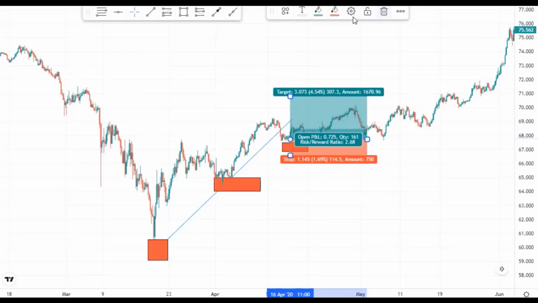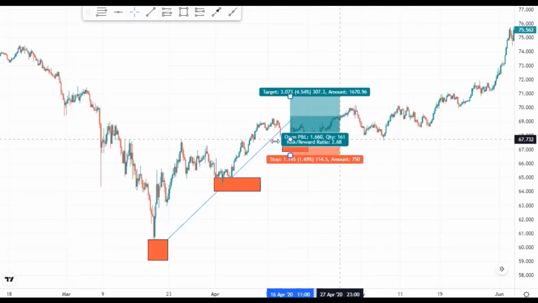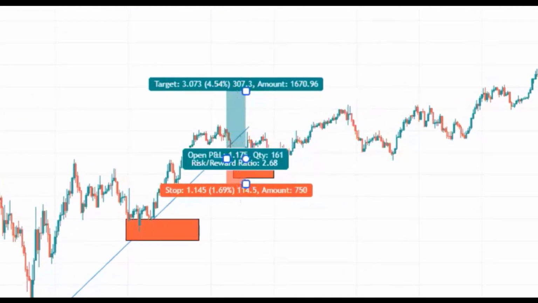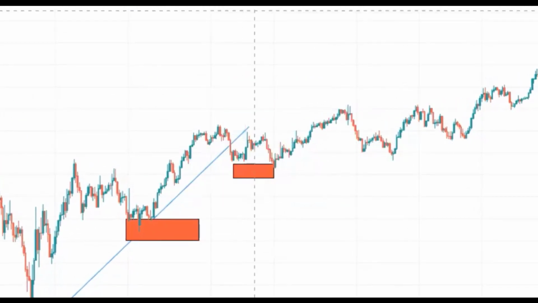Right? But believe you me, if you are a trend line break trader, you would have fallen for this fake breakout here. You would have fallen for this fake breakout here. This is actually a fake breakout, all right?